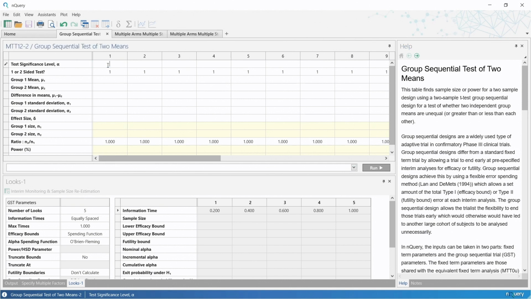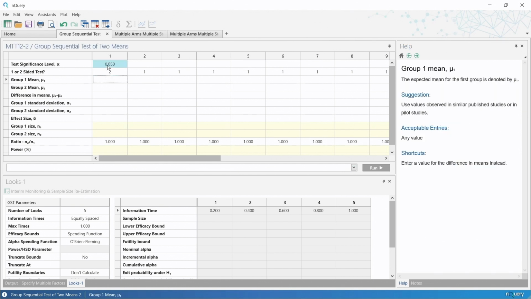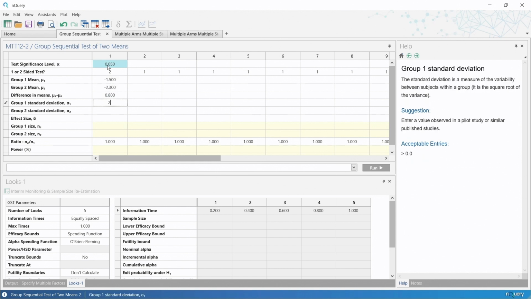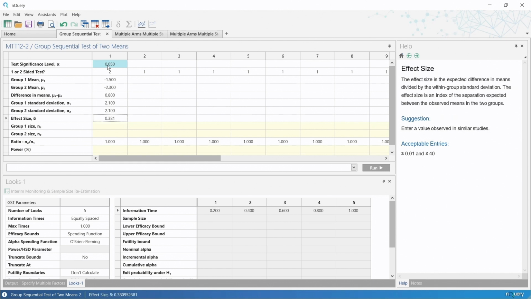In this particular example, the researchers had a 0.05 significance level at the two-sided level with means of -1.5 and -2.3 in each group. There was a common standard deviation of 2.1 and a sample size ratio of 1, which is the default. Before we enter the power, let's enter the group sequential design parameters.